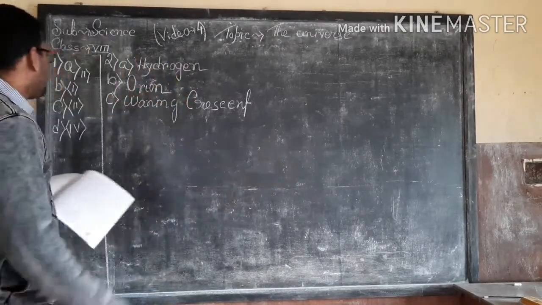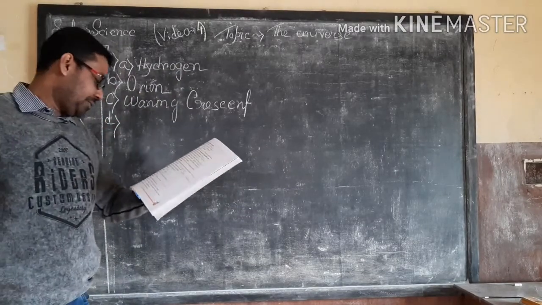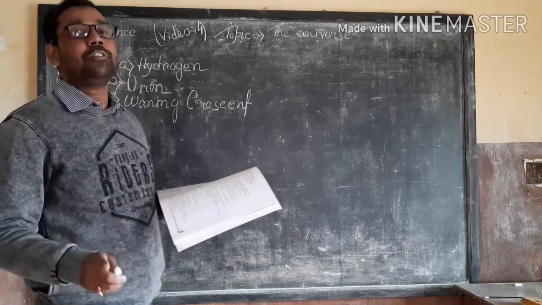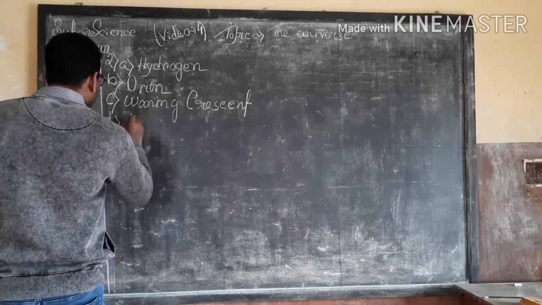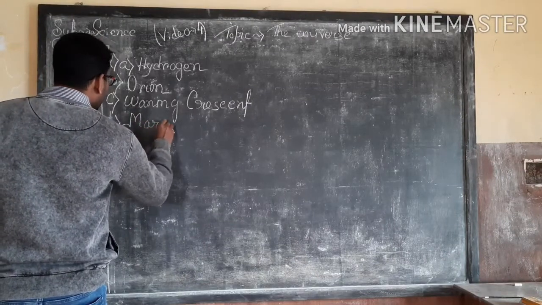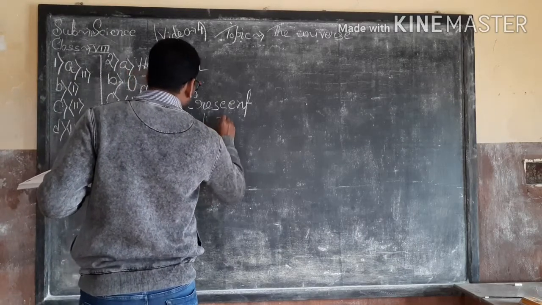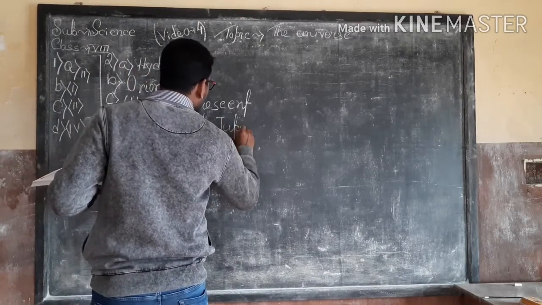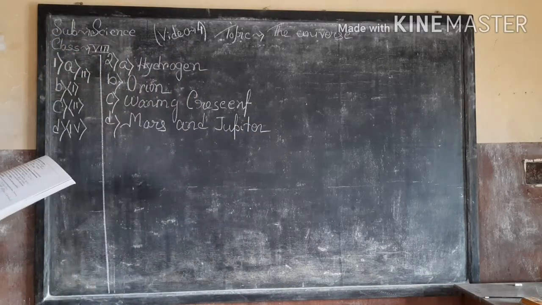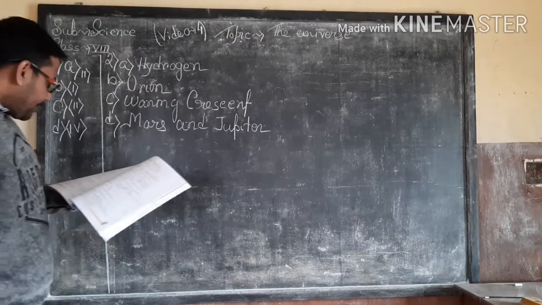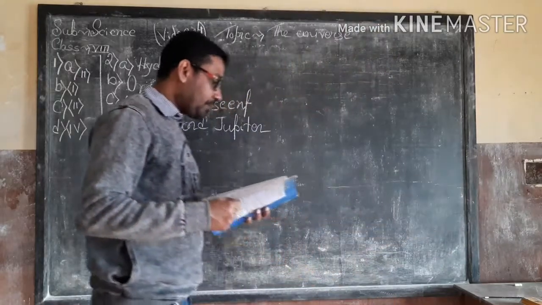D. The asteroid belt is present between the orbits of Mars and Jupiter. So the answer for D is Mars and Jupiter. These two are the answer for D. And the rest of the fill in the blanks is your homework.